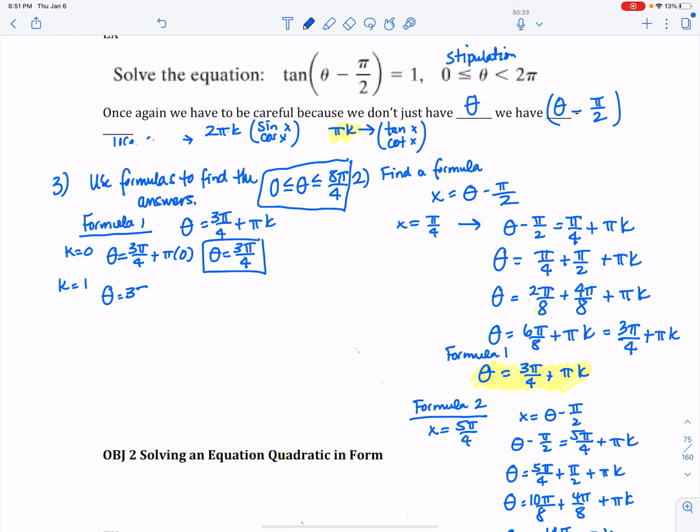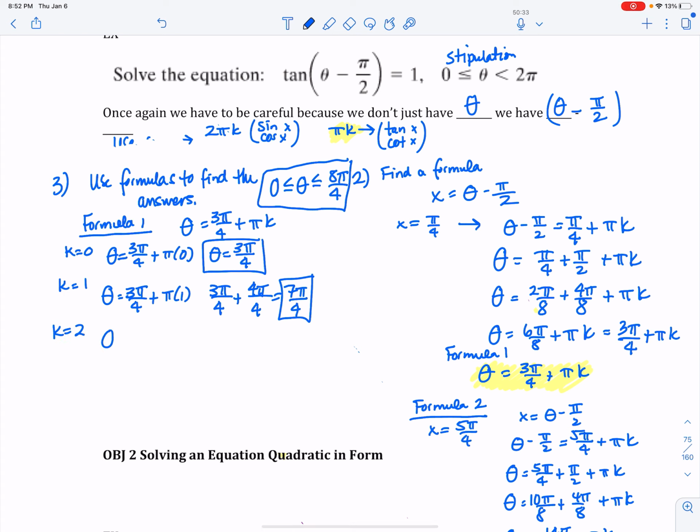So theta equals 3 pi over 4 plus pi times 1. Now I know that this is going to be too big. And the reason why I know this is too big is because, actually it's okay. But pi equals 4 pi over 4. This equals 7 pi over 4, which is an okay answer. That does not exceed 8 pi over 4.